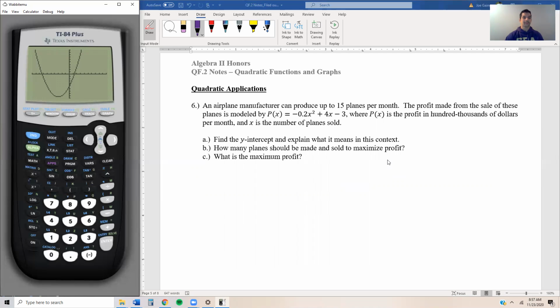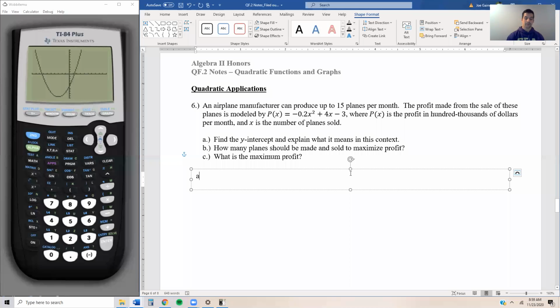So let's take a look at problem number 6. It says an airplane manufacturer can produce up to 15 planes per month. The profit made from the sale of these planes is modeled by P of x, where P of x is the profit in hundreds of thousands of dollars per month, and x is the number of planes sold. The first thing it says is to find the y-intercept and explain what it means in this context.